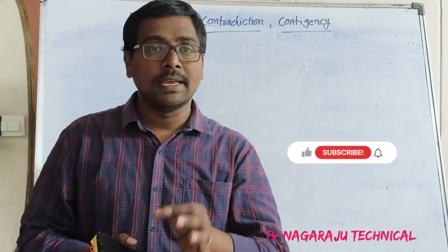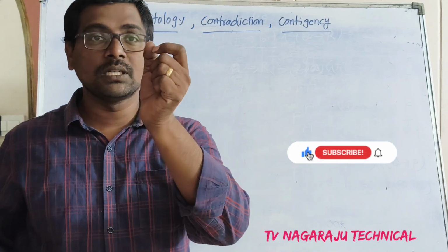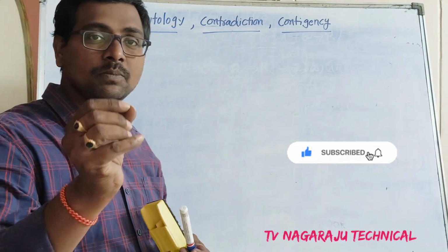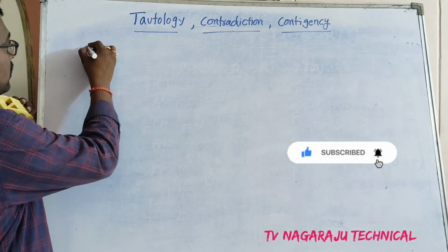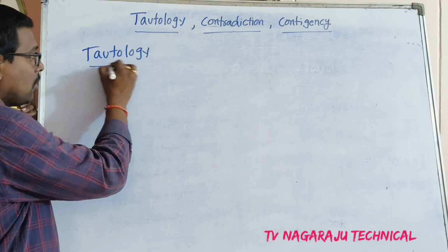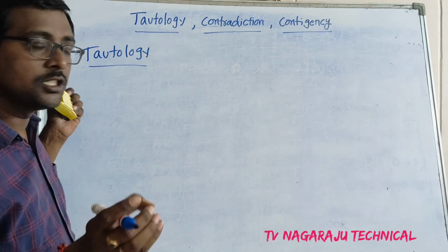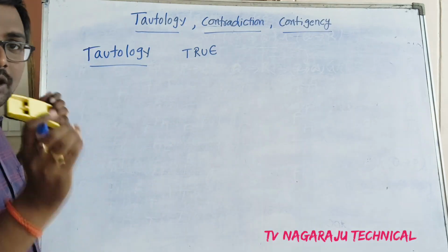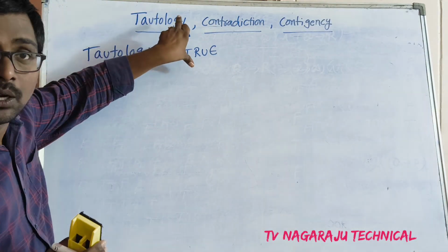Welcome to our channel. In this session, we will discuss the terms tautology, contradiction, and contingency. What is meant by tautology? Tautology means a proposition formula is always true. If a proposition formula is always true, then it is called a tautology.